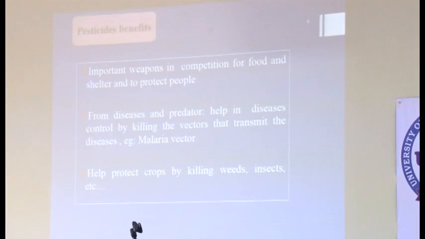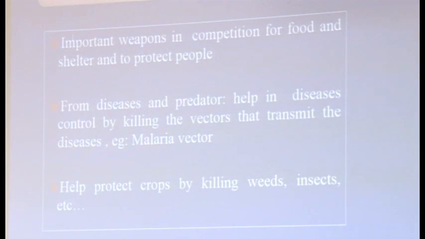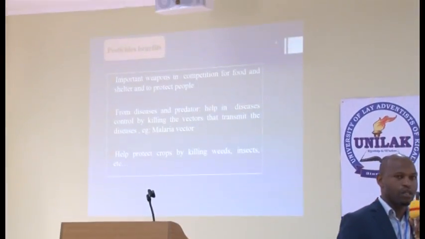Normally, pesticides have been presented as a beneficial product in the agriculture area in general. They are an important weapon in the competition for food and shelter, and to protect people from disease and predators, helping in disease control by fighting the vector. As an example, the World Health Organization once approved the use of DDT in gardens for fighting the malaria vector. But it was later banned internationally.